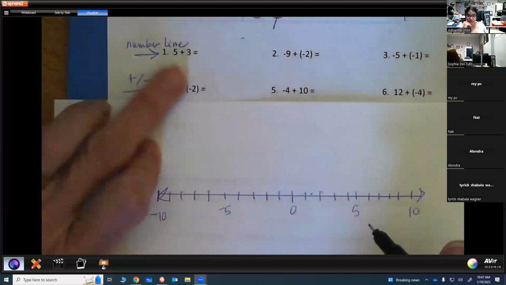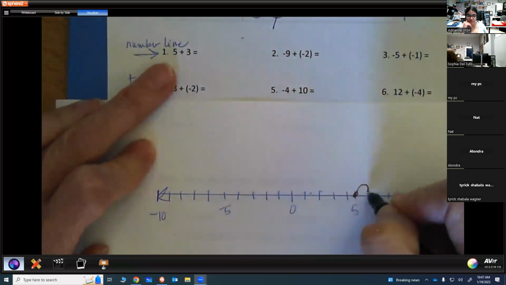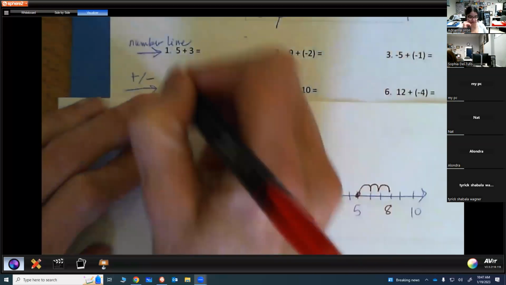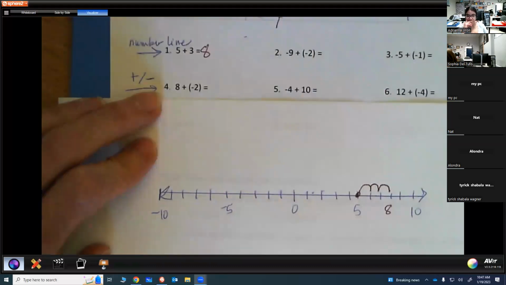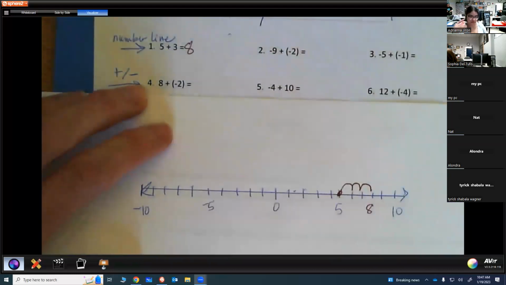So 5 plus 3, we start at the positive 5. We go 3 units to the right, and we end up at 8, which I doubt you really needed a number line to find the answer to that problem. But again, we're just trying to feel out what it looks like and feels like to do the problems this way.